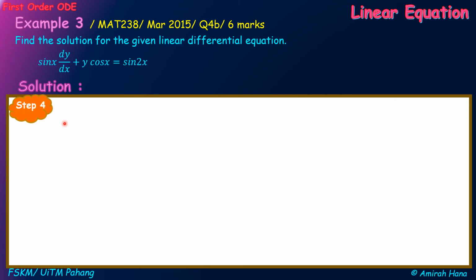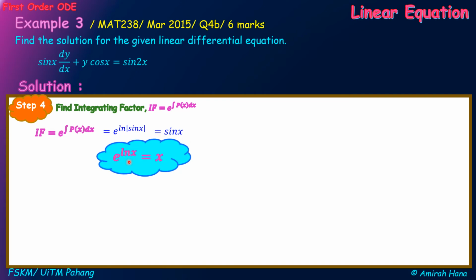Right, after that, we continue with step 4. Find integrating factor, IF equals to e to the power of integration of px dx, right? So, after we substitute, we have e, and then from the previous slide, integration of px dx equals to ln sin x, right? And we can simplify this. So, we have sin x, okay? We simplify this using this formula. If we have e to the power of ln x, the answer equals to x.